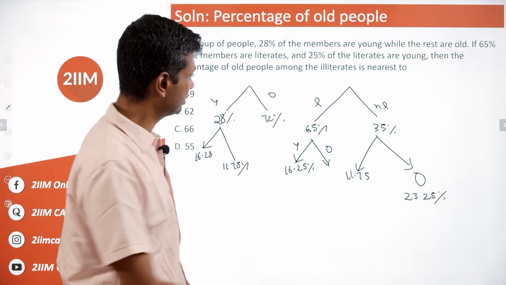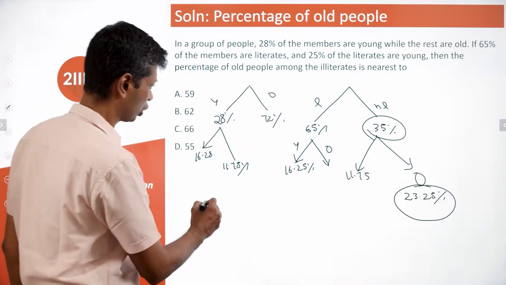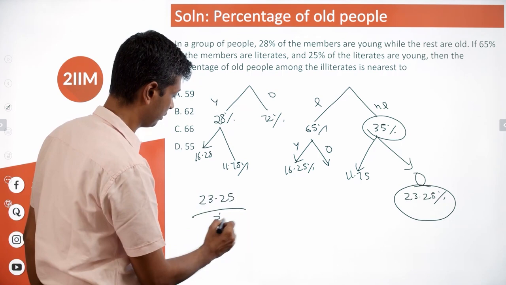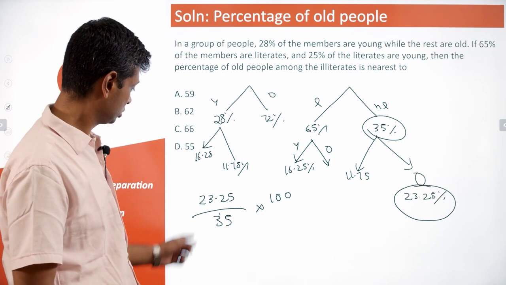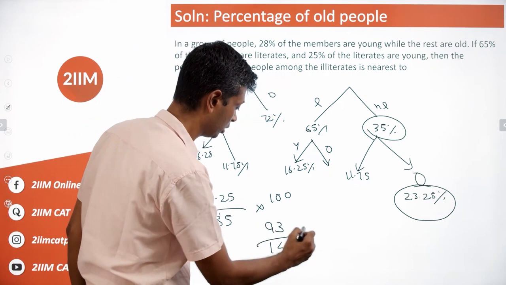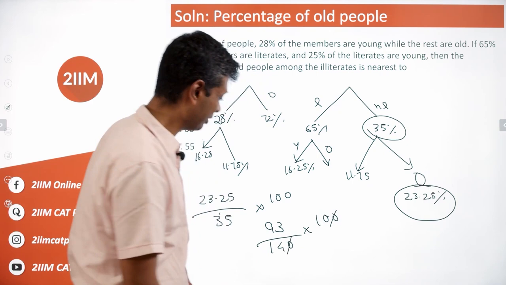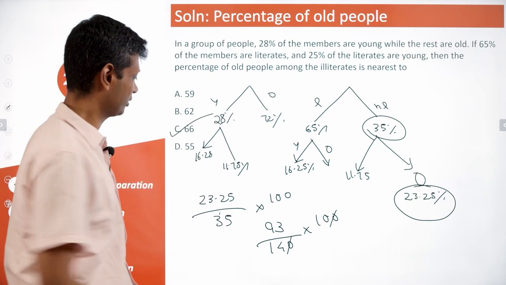That's our question. So we're looking for 23.25 divided by 35, into 100. So I'm going to multiply by 4, the numerator and denominator, because I don't want to deal with 0.25. 23.25 into 4 is 93. 93 by 140 into 100. So 930 by 14, whatever that is, it is 66. I will take a guess at 66. 930 by 14 should be 66 point something. That's the answer we're looking for.